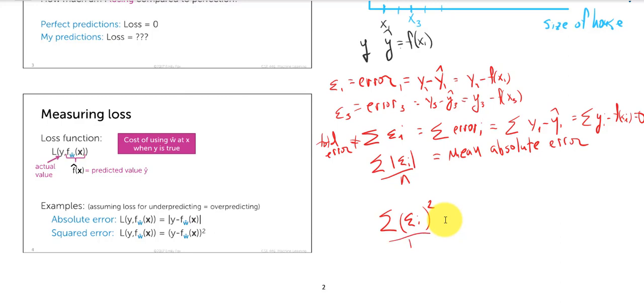And of course we want to divide by n again, and that has a name, and that's called the mean squared, not surprisingly, error. Okay, so that's the mean squared error, or this is the mean squared error, and this is the mean absolute error, and you could use either one of them.